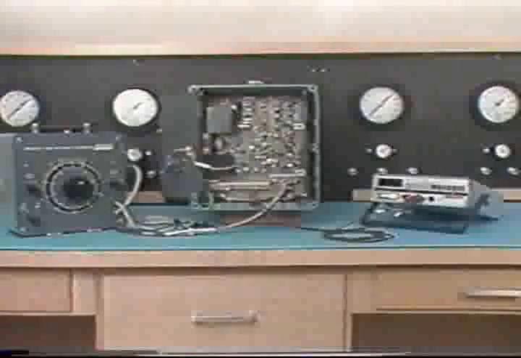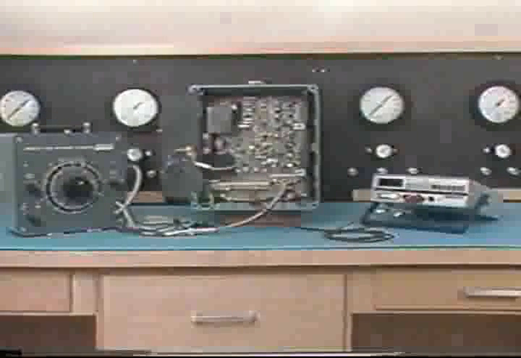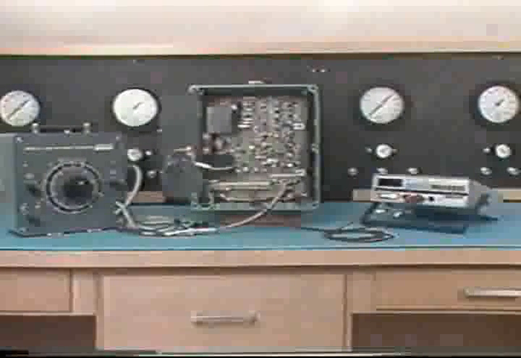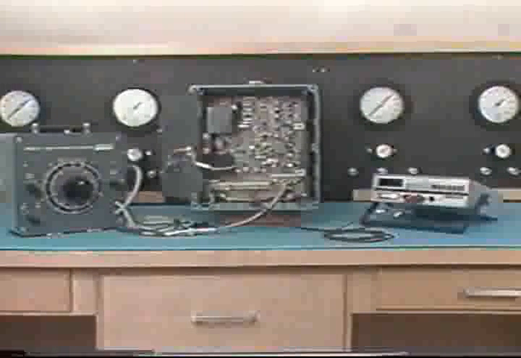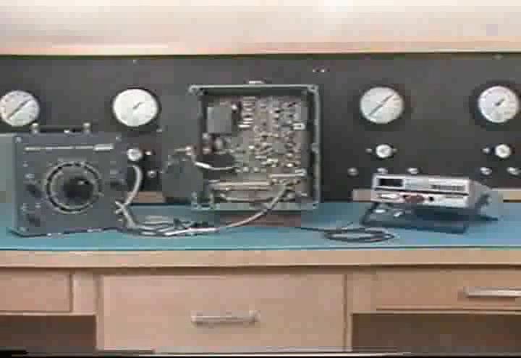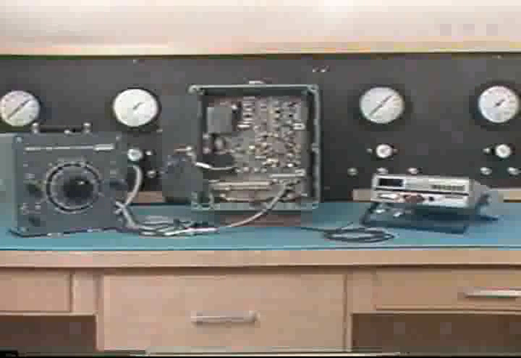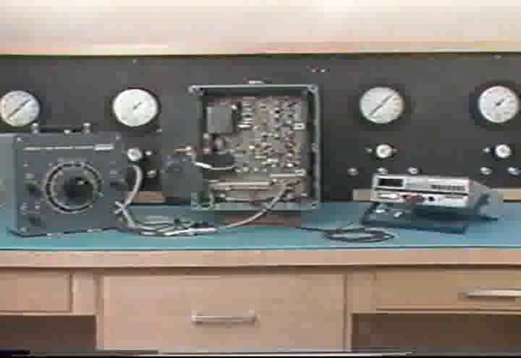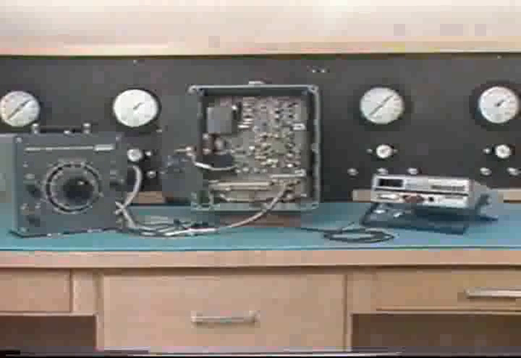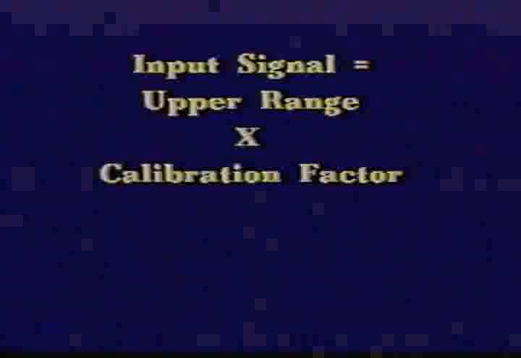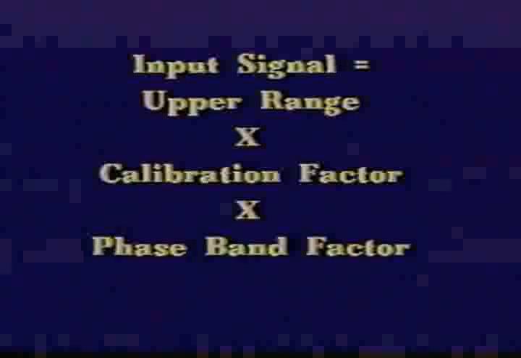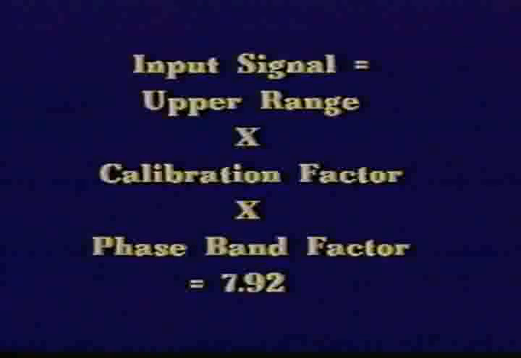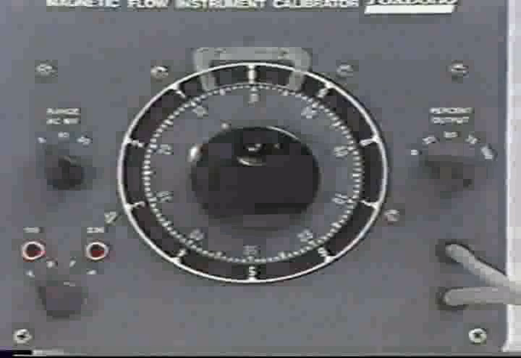To begin the calibration of a magnetic flow meter, calculate the input signal value. The input signal is equal to the upper range multiplied by the calibration factor by the phase band factor. All the figures you'll need are indicated on the instrument's data plate. Let's look at this one step at a time. The upper range value is multiplied by the calibration factor and the phase band factor. In this case, the input signal is 7.92 millivolts.